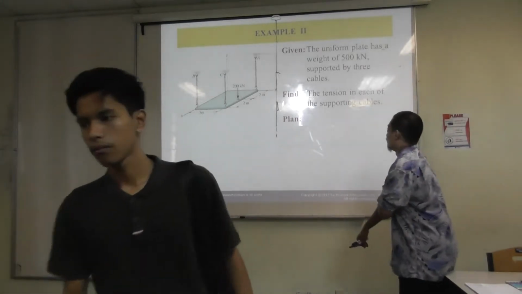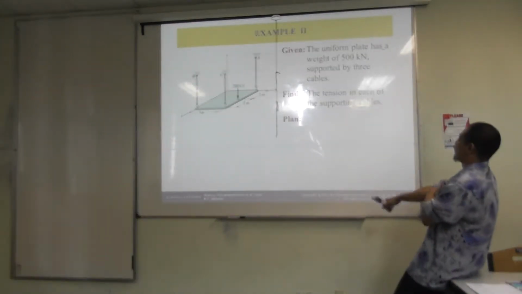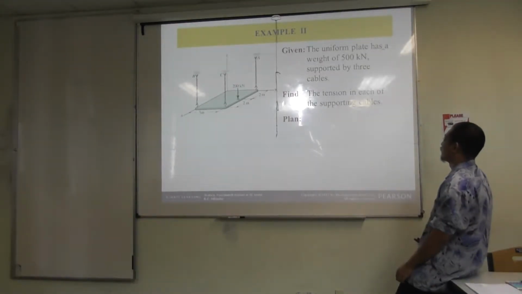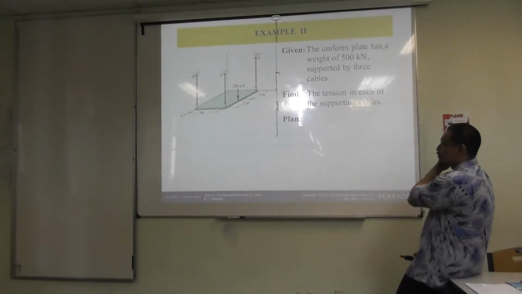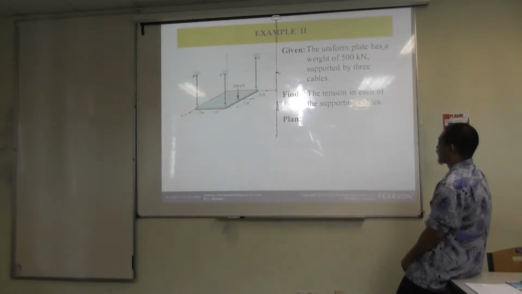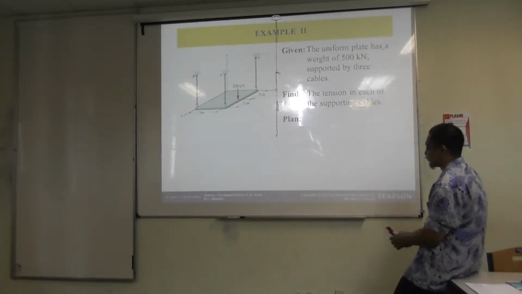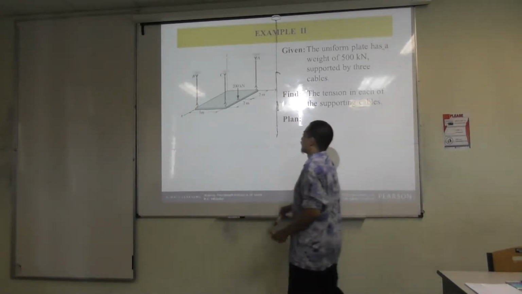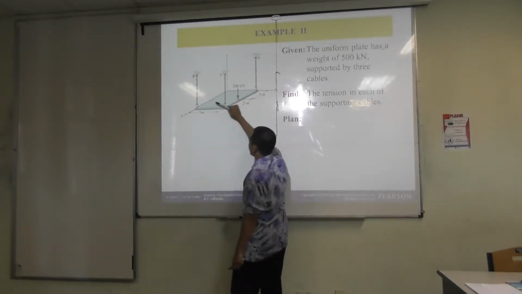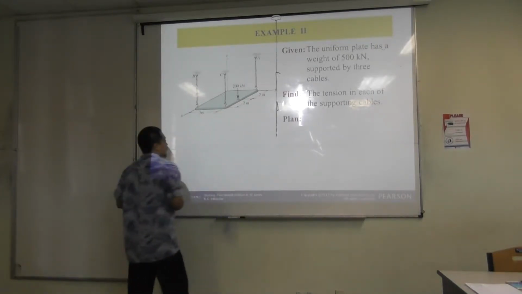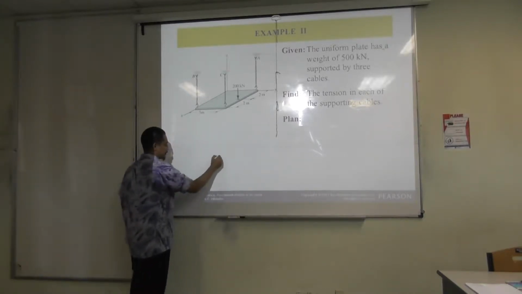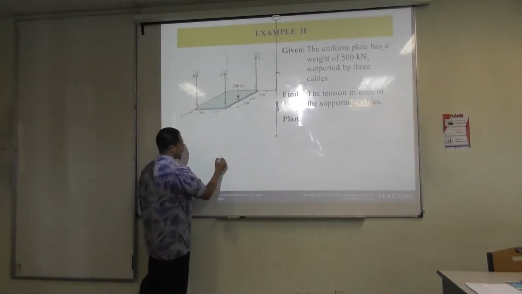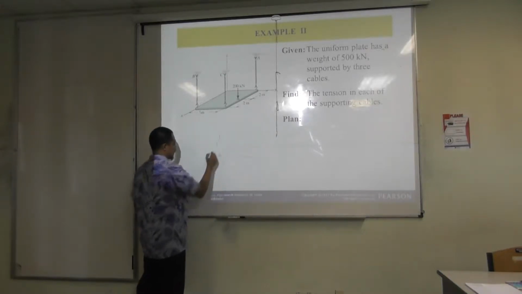So in this question, we have a uniform plate with a weight of 500 kilonewton, supported by 3 cables, as shown there. We need to find the tension in each of the supporting cables. So we need to find the tension here, here, and here. As usual, the first step will be to draw the free body diagram. So in this case, the axis is like that.